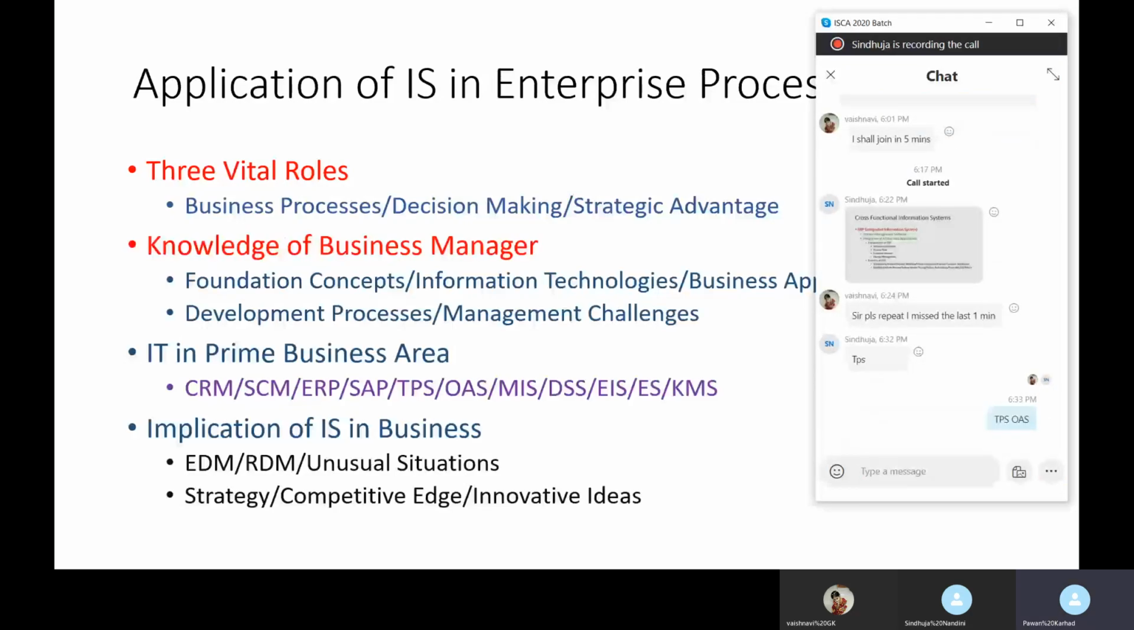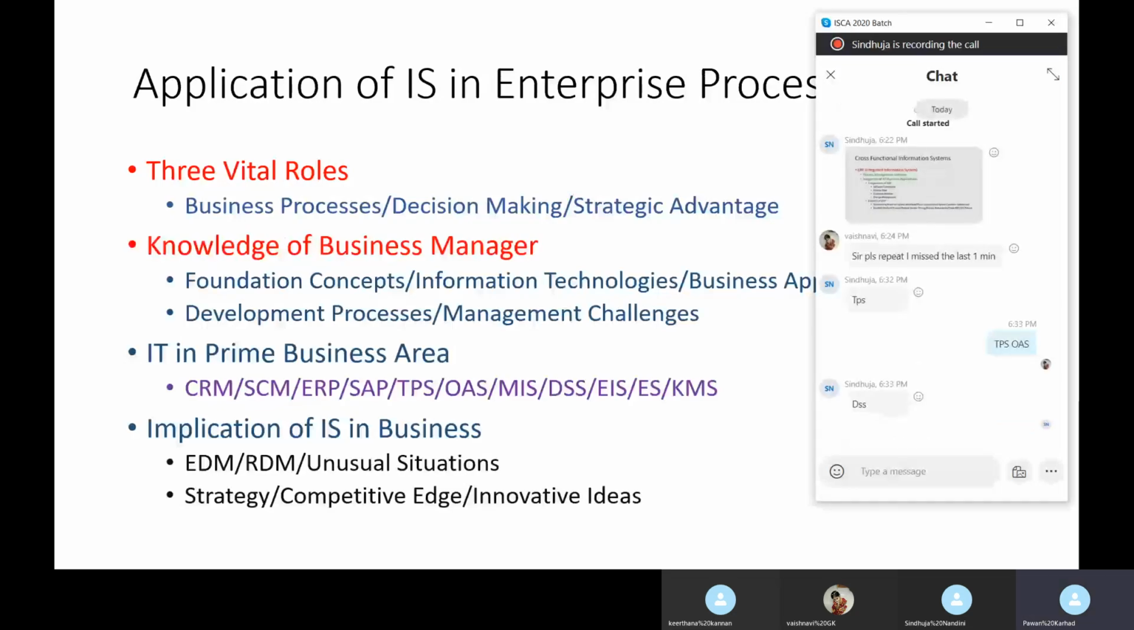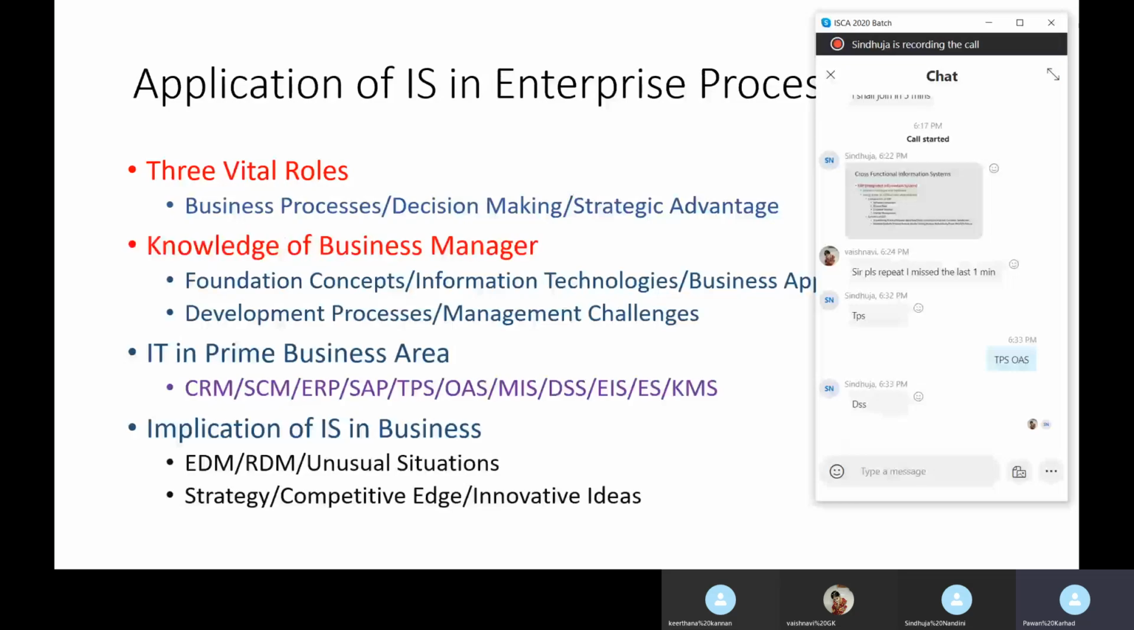Yes, TPS, OAS. What is OAS? It is Office Automation System. So these two systems will help the organization to support business processes. Now for decision making, tell me the name of two softwares that we will use for decision making. Yes, DSS, and there is one more software.